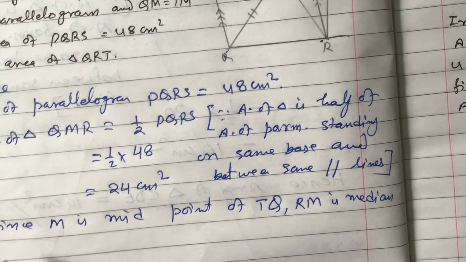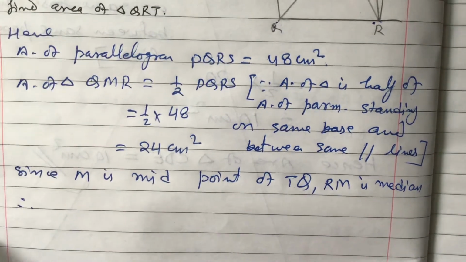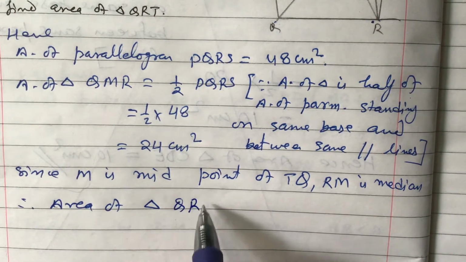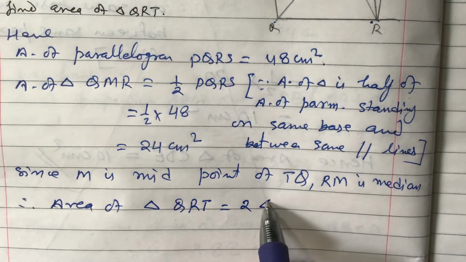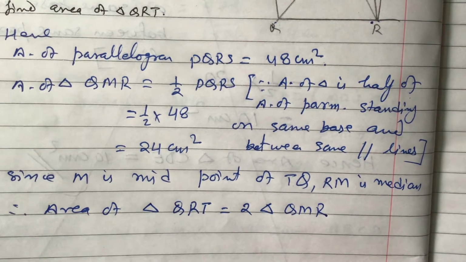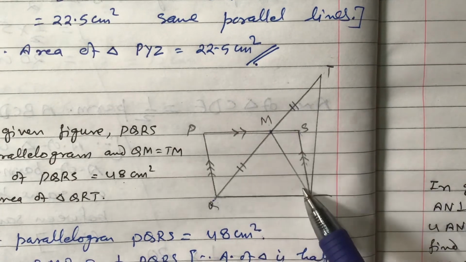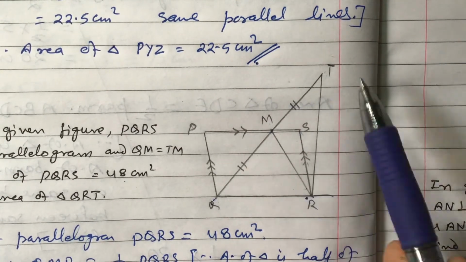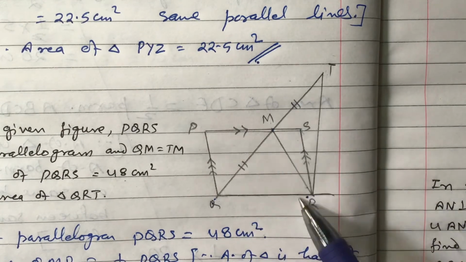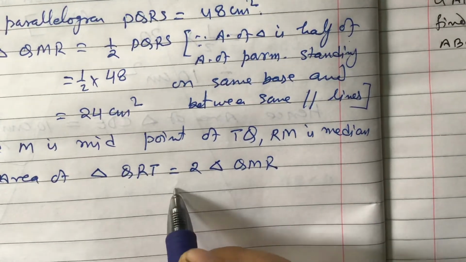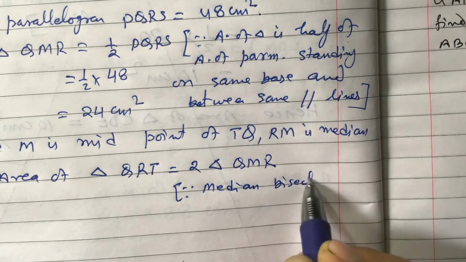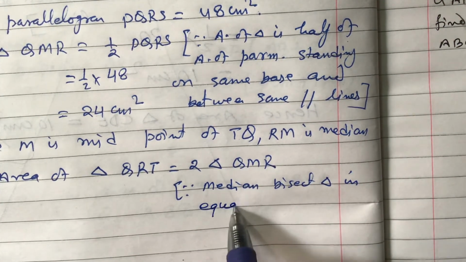So we can write, therefore, area of triangle QRT is equal to 2 times triangle QMR. Why? Look at here. This QMR is half of QRT because median bisects the triangle. So it is just the opposite way. If you see, then triangle QRT will be 2 times QMR. The reason is the same: median bisects triangle in equal area.